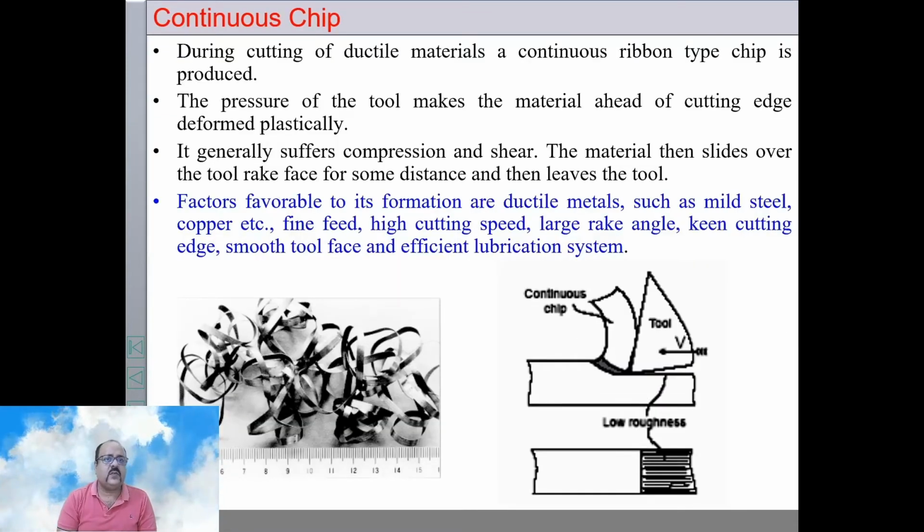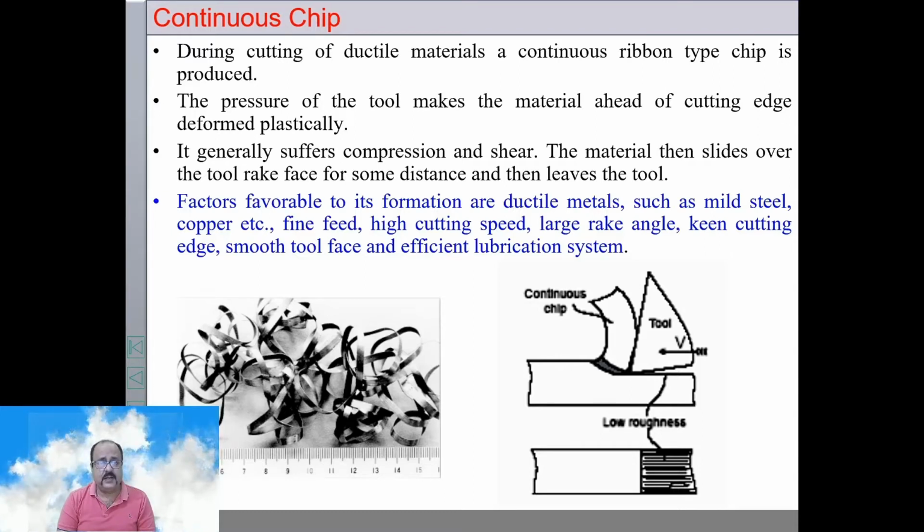Okay, we'll start with continuous chip. How are these continuous chips formed? The most important thing is that a continuous chip means the chip is intact, that is, it is not fractured, and it flows continuously over the face of the tool and forms a ribbon type of chip. Now, how are these chips formed? Remember, the most important thing is that for the continuous chip to form, it has to be a ductile material. And not only that, it is a ductile material, under certain conditions, then only this type of chip will form.